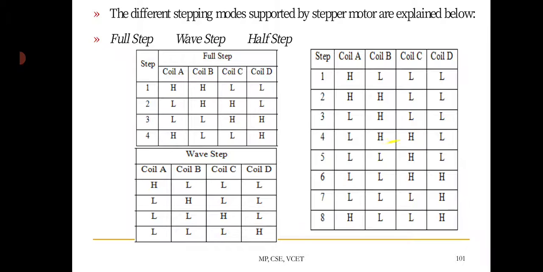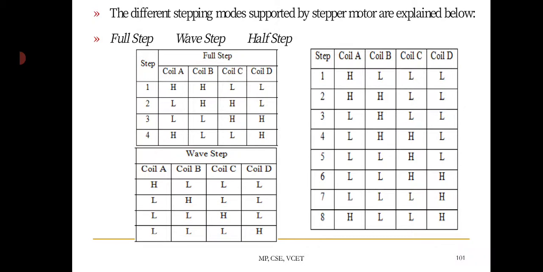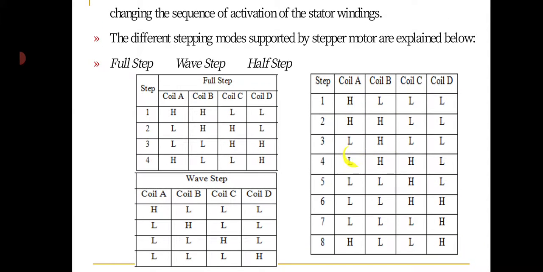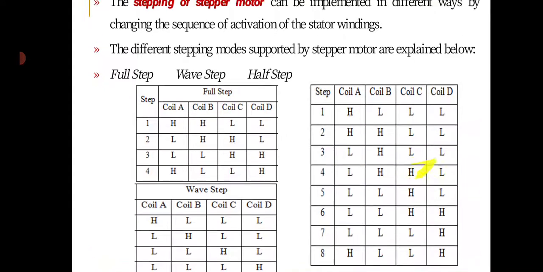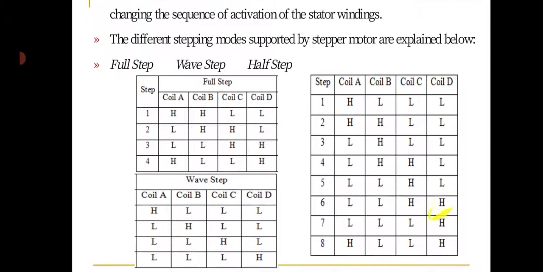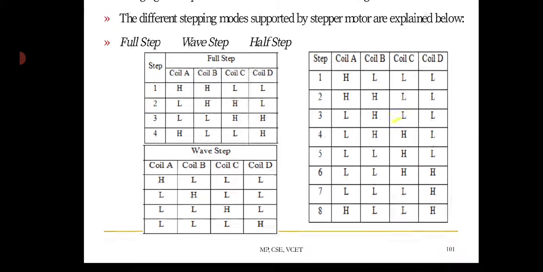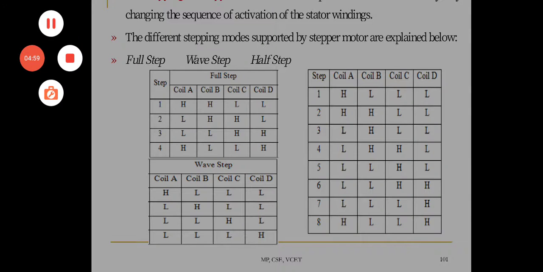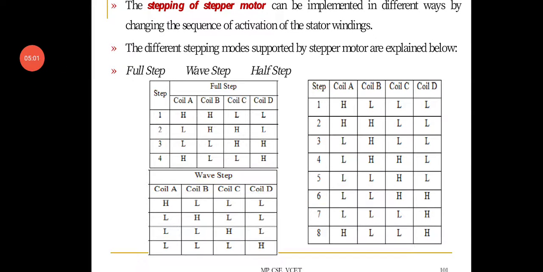Where, if you observe the half stepper, coil A is high, then coils A and B high, then coil B high, then B and C high, then coil C is high, then coils C and D high, then coil D high, then coils D and A high. So if you observe, very clearly it's visible.